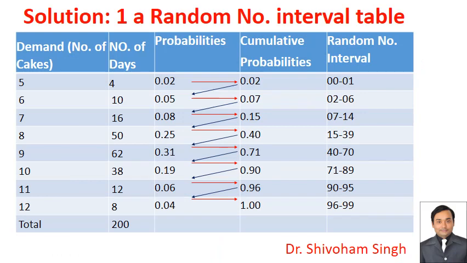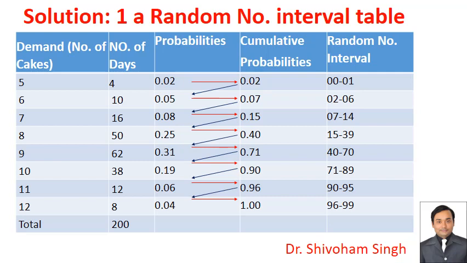in the first phase, now the work starts. We have to predict the demand, and the past demand data is given. With the help of this data, we calculate the probabilities, simply by dividing the number of days by the total number of days.